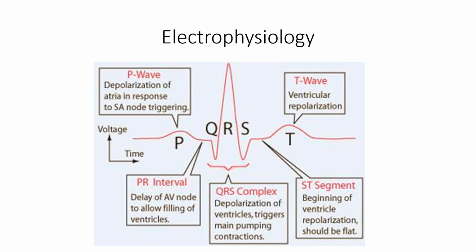So electrophysiology, not to beat it to death, but this is a good representation. P wave: depolarization of the atria in response to the SA node triggering. The P to R interval is the delay of the AV node to allow the ventricles to fill. The QRS complex is the depolarization of the ventricles triggering the main pumping contractions. S to T segment is the beginning of ventricular repolarization, should be flat, although in that drawing it doesn't look that flat to me. Then the T wave is the ventricular repolarization, or relaxing. So that's what's happening during our ECG.